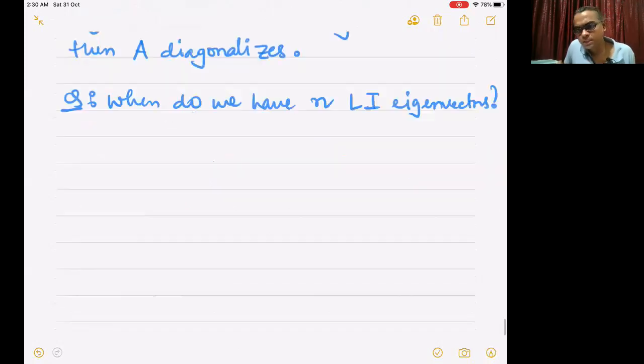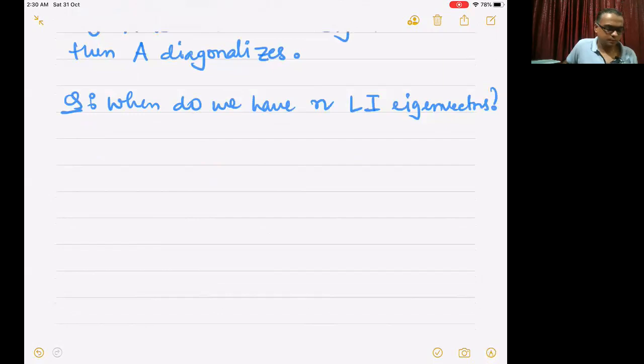So we're going to first see a partial answer to this question, and then we're going to look at a complete answer to this question. So first, the partial answer.